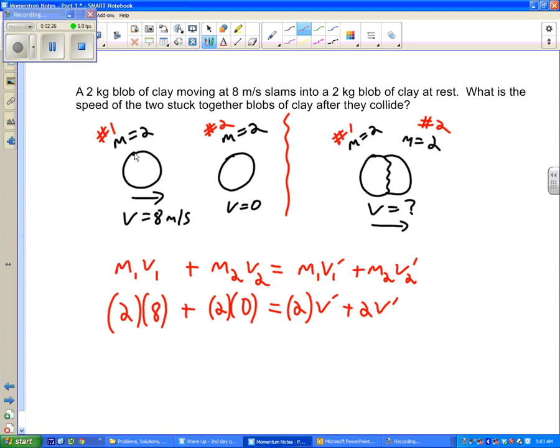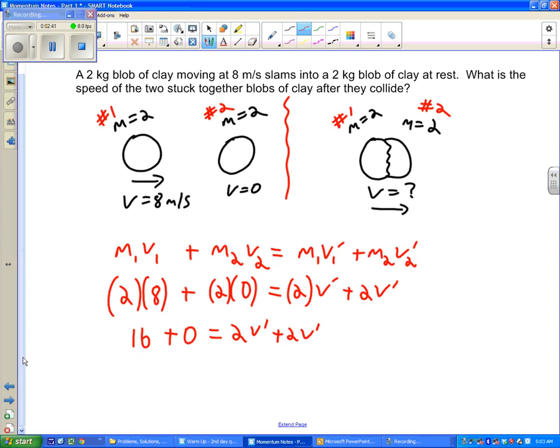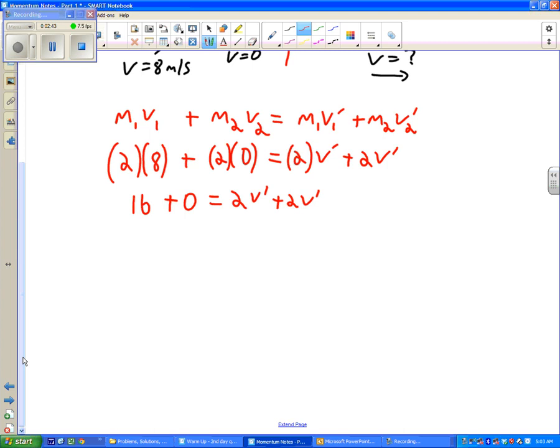So I can simplify these now. It's just a straight algebra problem. I get 16 plus 0 equals 2v prime plus 2v prime. So this would equal 16. 2v prime plus 2v prime, those are like terms. I can just add those together. To find v prime, divide both sides by 4. And I get v prime equals 4 meters per second.